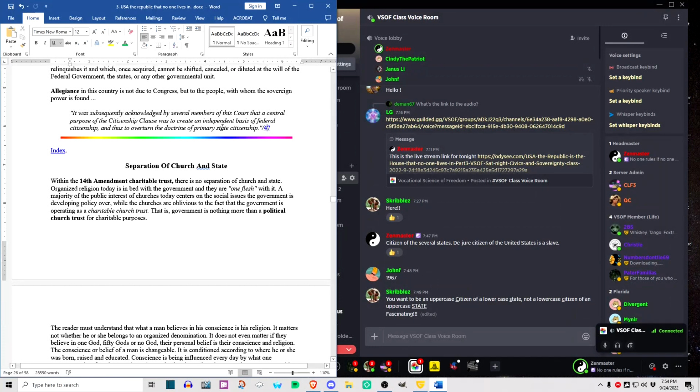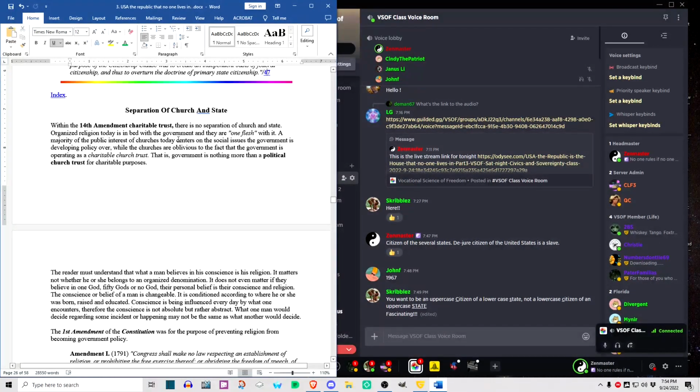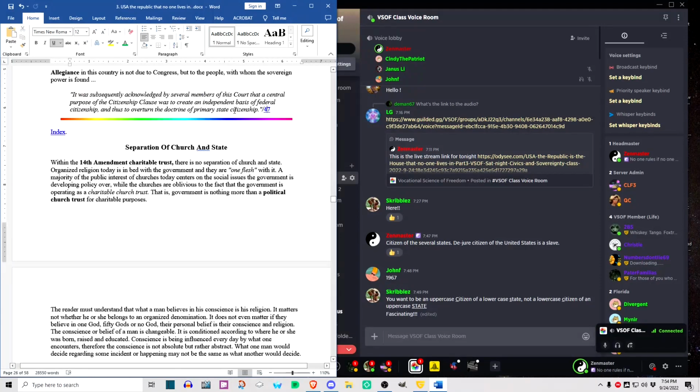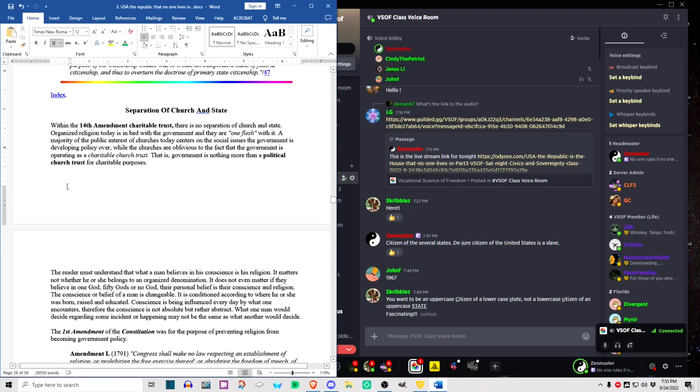But notice again, lowercase s state citizen. When you're talking about state citizen, see the citizens of the several states in the federal constitution, where you'll see how it's written correctly. So anyway, I'll just leave that for now. So to continue, separation of church and state. With the 14th Amendment charitable trust, there is no separation of church and state.